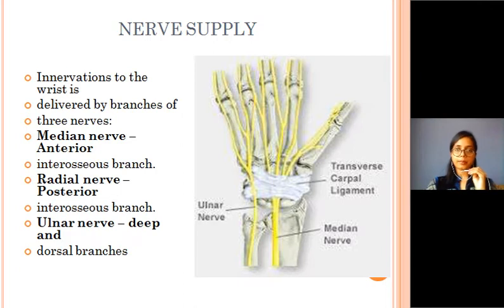The nerve supply. The innervation of the wrist joint is derived by the branches of the median nerve, radial nerve, and the ulnar nerve. Right, the branches of these nerves: the anterior interosseous branch of the median nerve, the posterior interosseous branch of the radial nerve, and the deep and dorsal branches of the ulnar nerve supply the wrist joint.